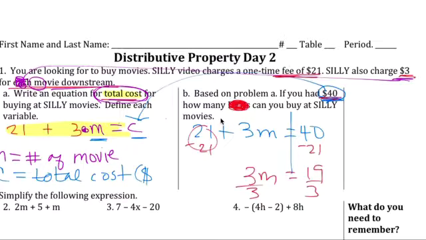Here, let's see. To figure it out, you have to divide 19 by 3 to find out how many movies. You get 6 movies, okay, with a left over of $1. So how many movies can you download? You can download 6 movies. Right here, our answer is 6 movies, okay, with $1 left over.